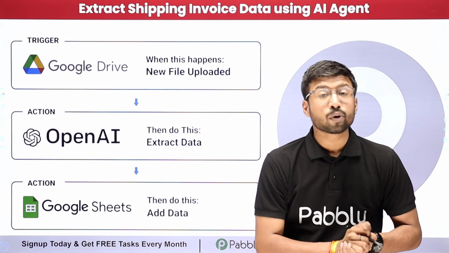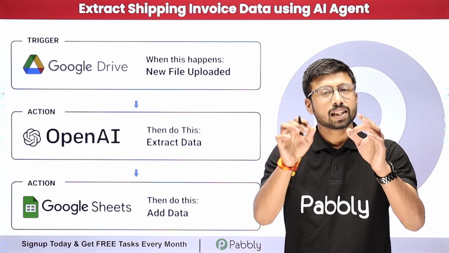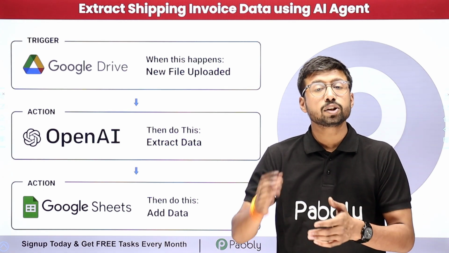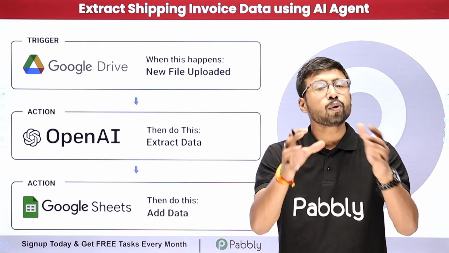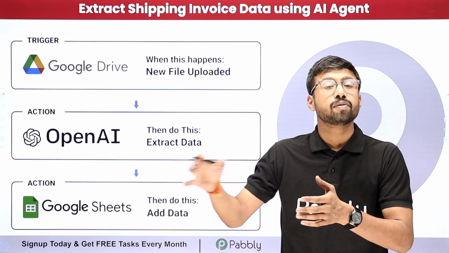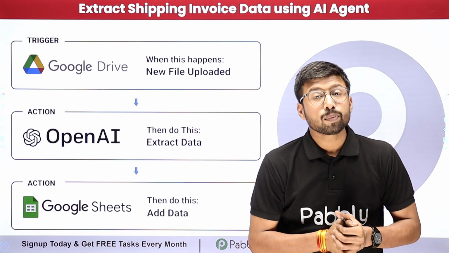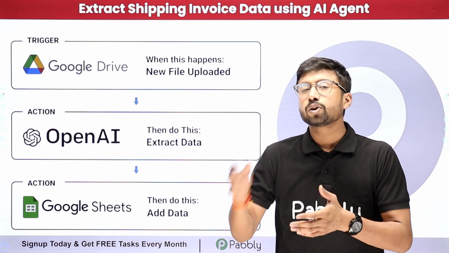So in this video, we are going to learn how to extract shipping invoice data using an AI agent. Let's say you deal with a lot of shipping invoices on a daily basis and you have to extract some details from the shipping invoice PDFs and add them somewhere safe, like a Google spreadsheet, to maintain a record. So let me tell you, you can build an AI agent which can automate this process for you.